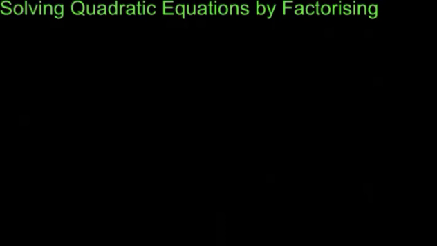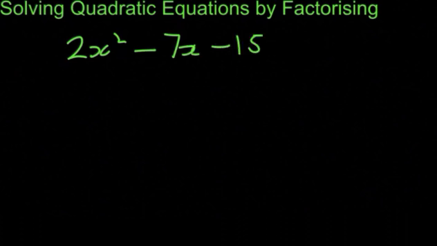Right, so here we're going to be solving quadratic equations by factorising. Now, let's say we had a quadratic expression that looks something like this. Then we know how to factorise that quadratic expression from earlier exercises that we've done, and we would have two sets of brackets.